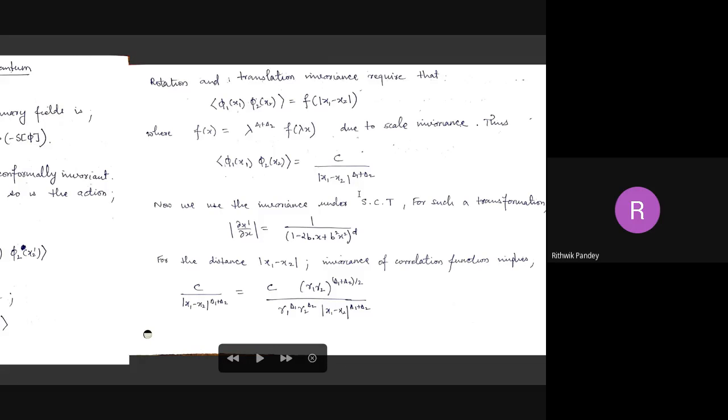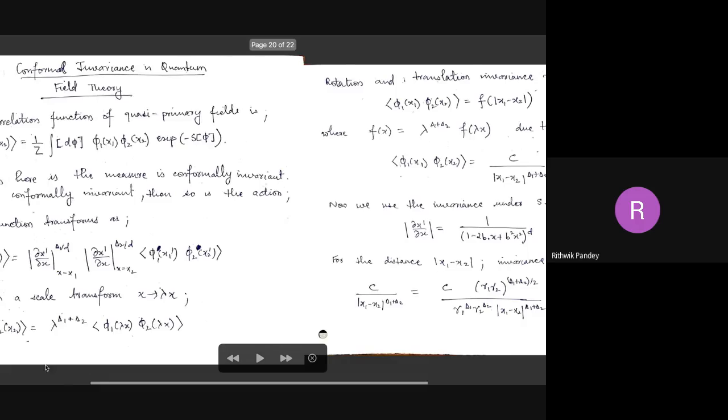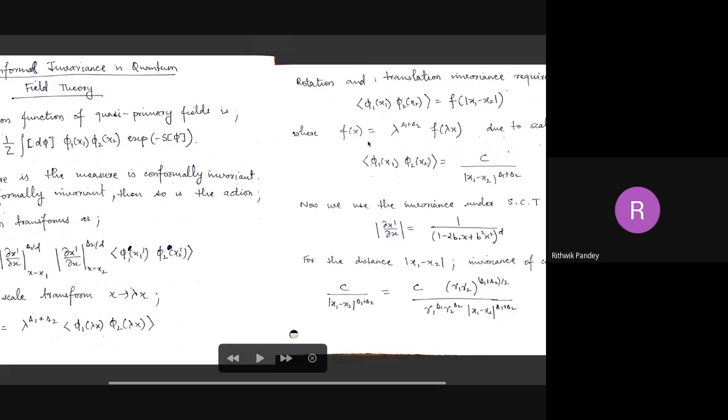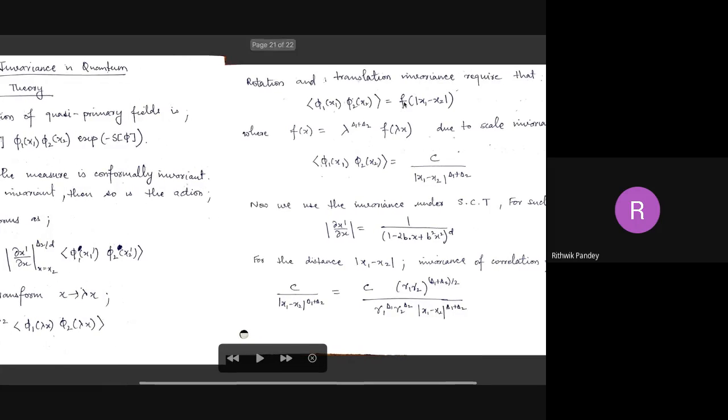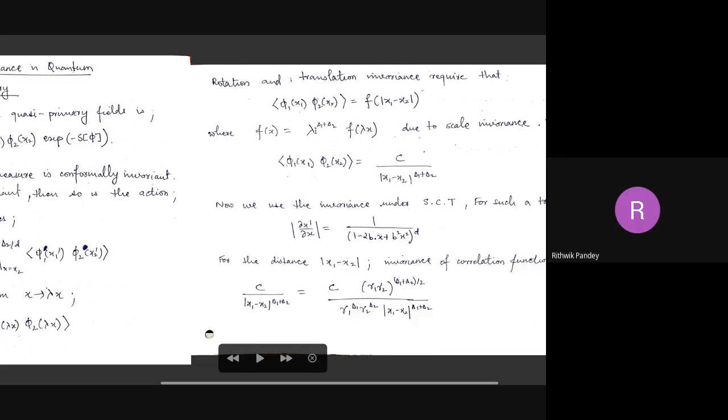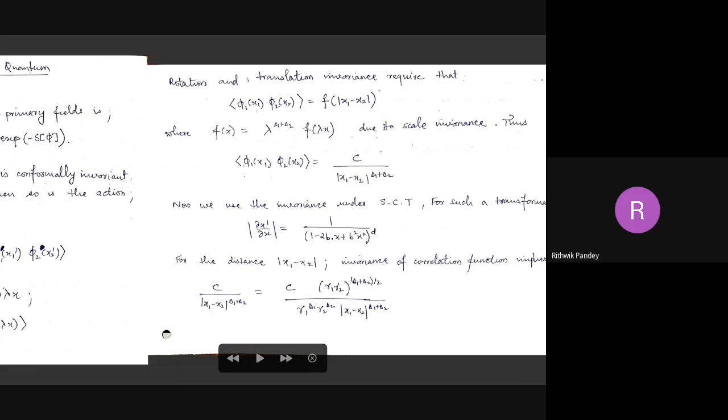As this is a relativistic quantum theory, we already have rotation and translation invariance. So that already gives some constraint on the 2-point correlation function, namely that it should be a function of the distance between 2 points. So now we have two constraints: this should be a function of distance between 2 points, and it has to follow this equation. So we can easily see that if f is the form of the 2-point correlation function and x is the distance between 2 points, then f(x) should be equal to lambda to the power delta 1 plus delta 2 times f(lambda x), due to scale invariance that we just described.